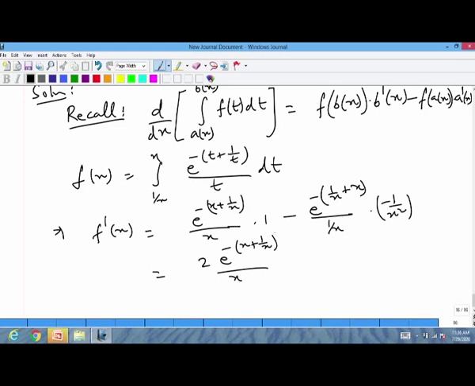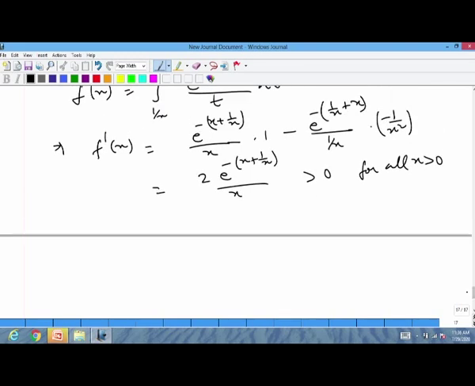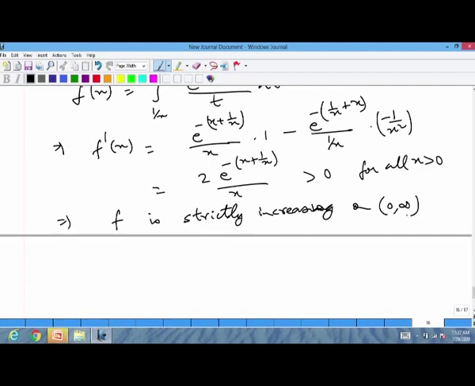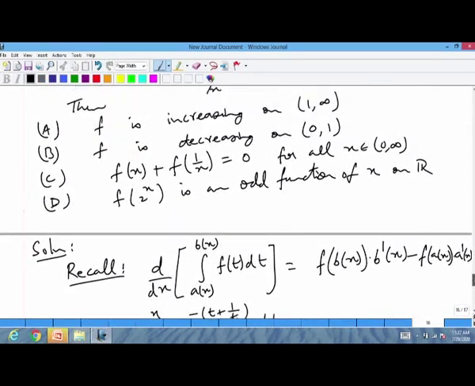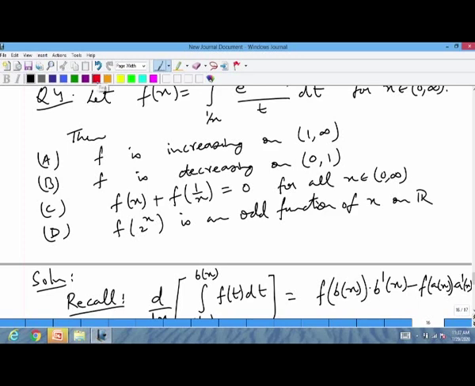and because exponential is always positive, this is greater than 0 for all x bigger than 0. So, this implies that f is strictly increasing on the interval 0 to infinity. So, f is an increasing function on the whole 0 to infinity. So, therefore, option A is correct and B is wrong.